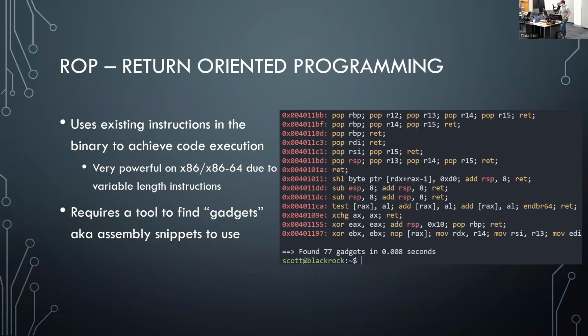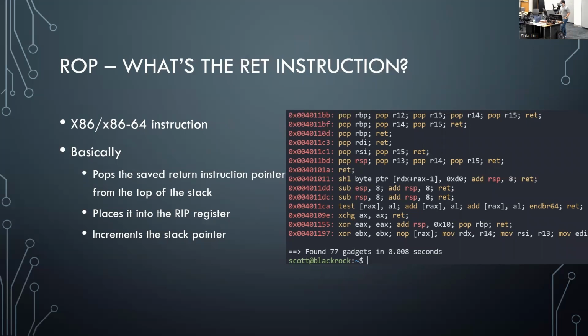So one key element about ROP that gives us the ability to construct this chain is that at the end of every ROP gadget you see on the right side, they all end in ret. So what is ret and what does it do? It's just a normal x86 and 64-bit instruction.